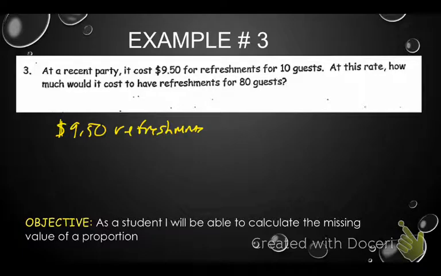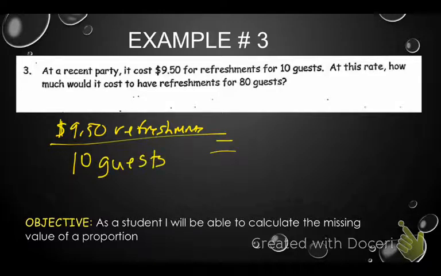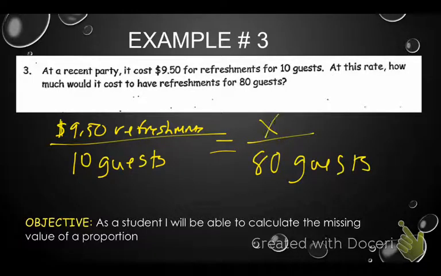Alright, $9.50 for refreshments, and that serves 10 guests. So we're going to write 10 guests, and we're going to create our proportion. Remember, we use our equal sign. It's 2 ratios. And it says, at this rate, how much would it cost to have refreshments for 80 guests? So we're going to put 80 guests here. And I'm going to put X at the top, and I'm just going to put R for refreshments this time.